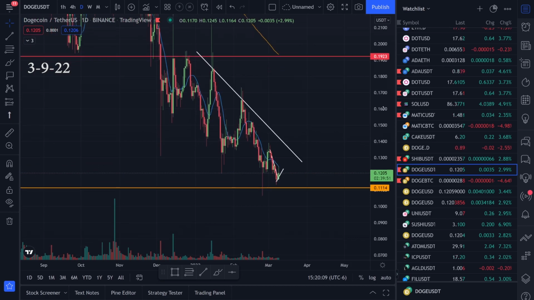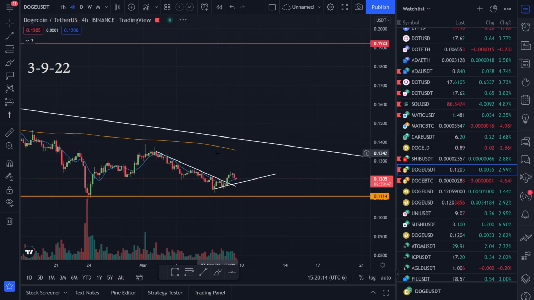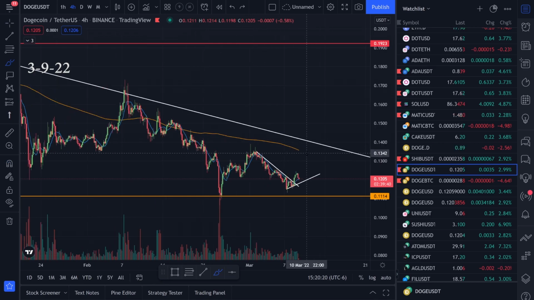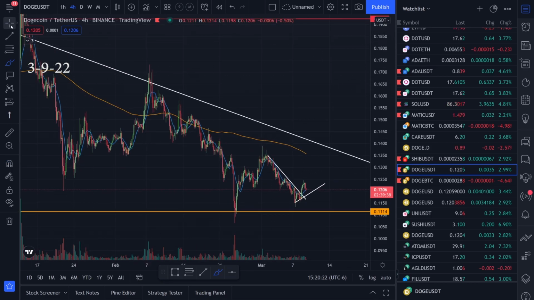I still have a limit order set at .1111, and I bought a little bit when we broke this trend line going to the upside. So like I said, still trying to accumulate, but I've been kind of disappointed with Dogecoin in general.